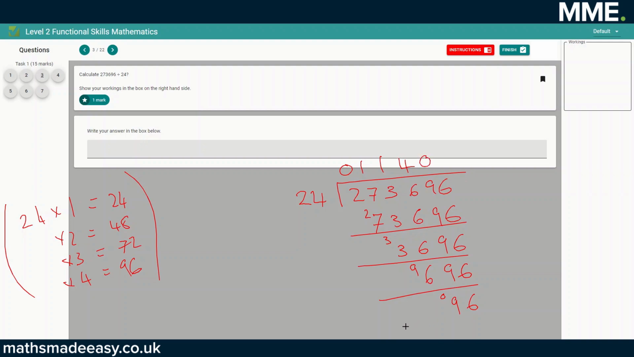So again, we'll carry the 9 down, 96. So how many times does 24 go into 96? Well, that's 4 times. So we add the 4 here. So we found the exact value of how many times 24 goes into 273,696, and that is 11404. We can just ignore the leading 0 here, and that's our final answer.